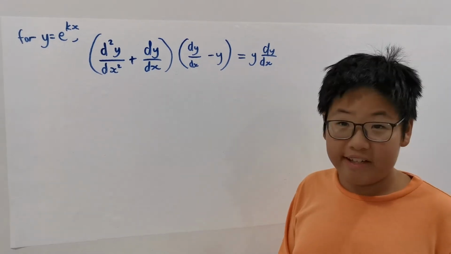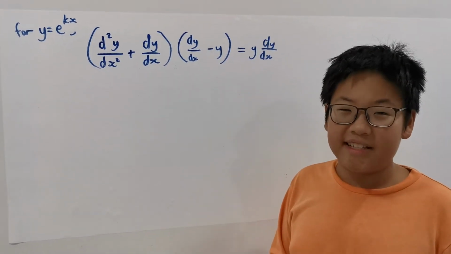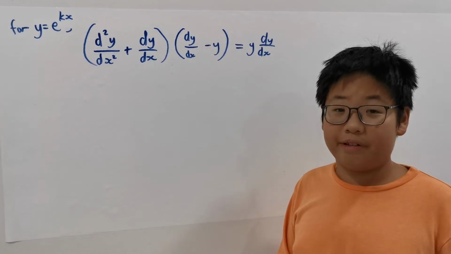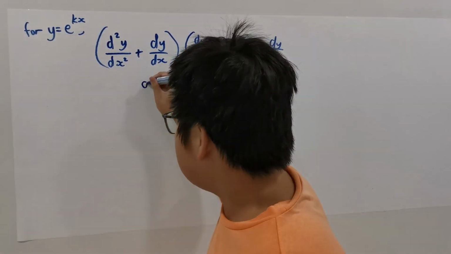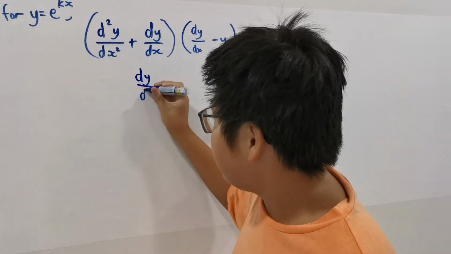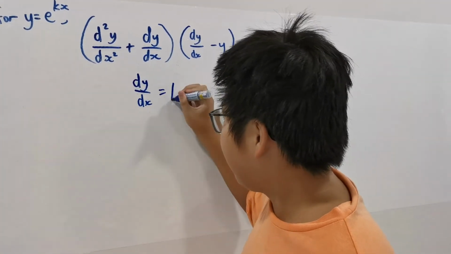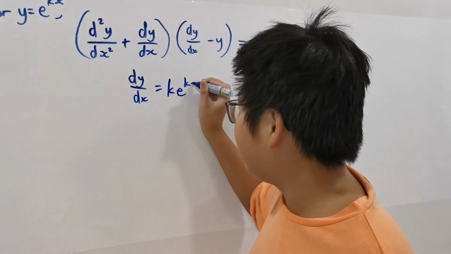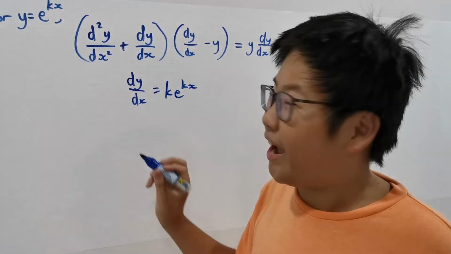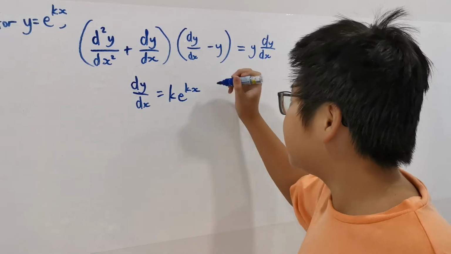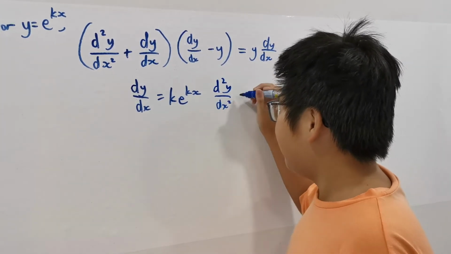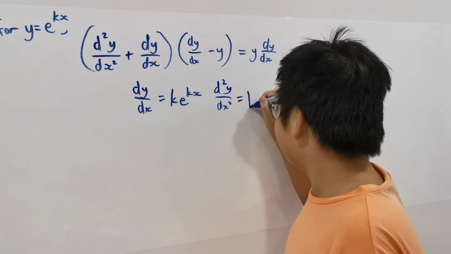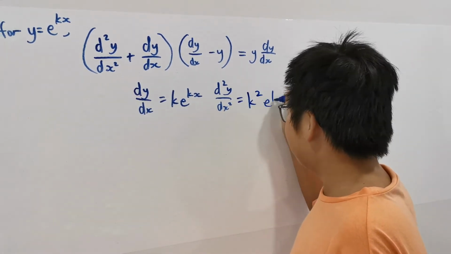What are the derivatives of e to the power of kx? This is a very common substitution when we're dealing with second order differential equations. dy over dx equals k times e to the power of kx. Hey, bingo! It has the exact same term, only we have the constant. Now d squared y over dx squared equals, wait for it, k squared e^(kx).